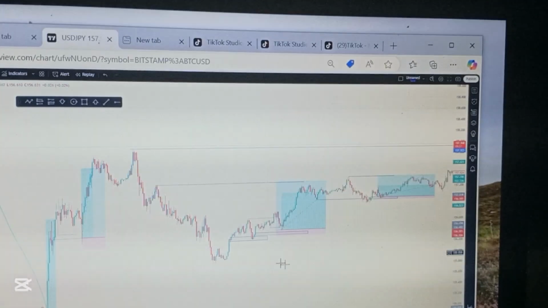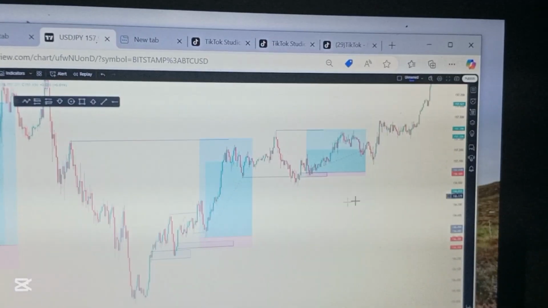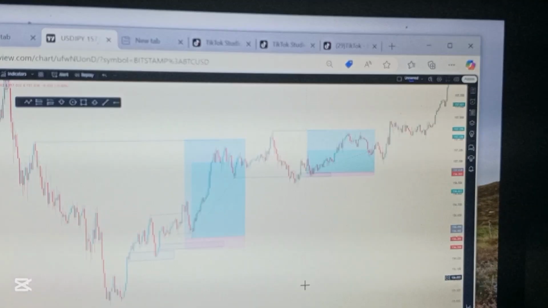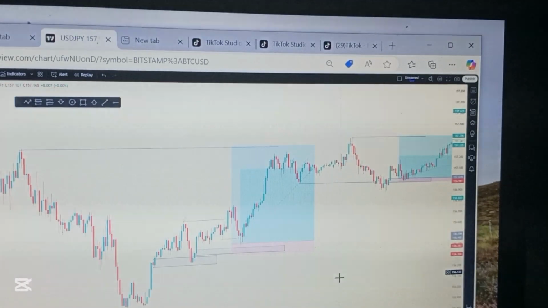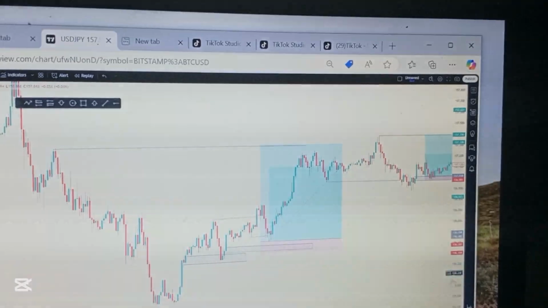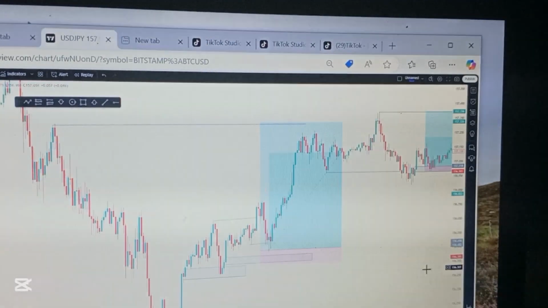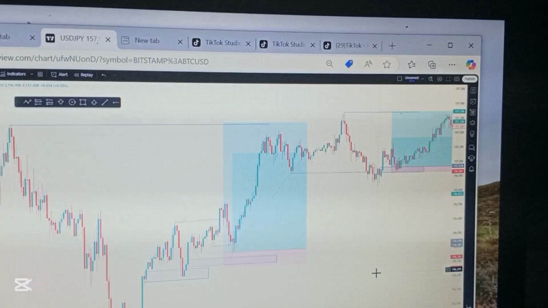You can see this trade I took recently last week. I shared this trade with my community on Telegram. It's only for those that are following me on TikTok. If you subscribe to this channel, I'll be sharing this trade with you. Follow me, subscribe. So this is what I do.